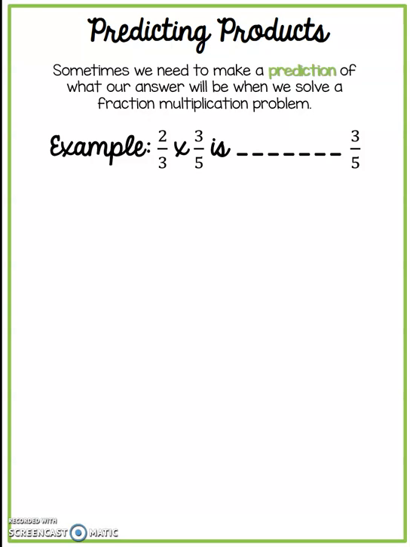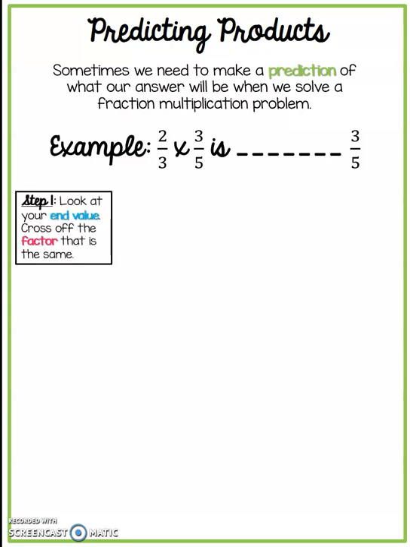So to figure that out, we need to look at the pieces that are the same and then use the pieces that are different to help us come up with our answer. So to do that, first, look at your ending value. In this particular case, the end value is 3/5. We'll also cross off the factor that's the same. So if my end value is 3/5, I'll also cross off the factor that's equal to 3/5.